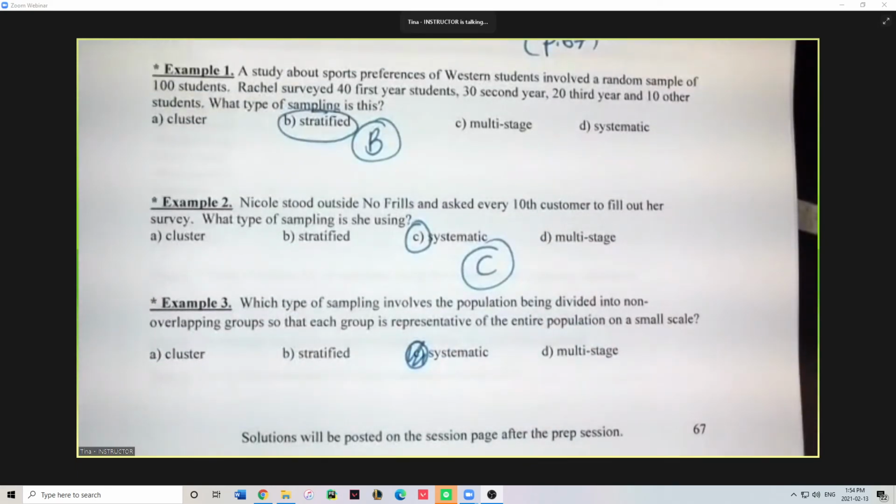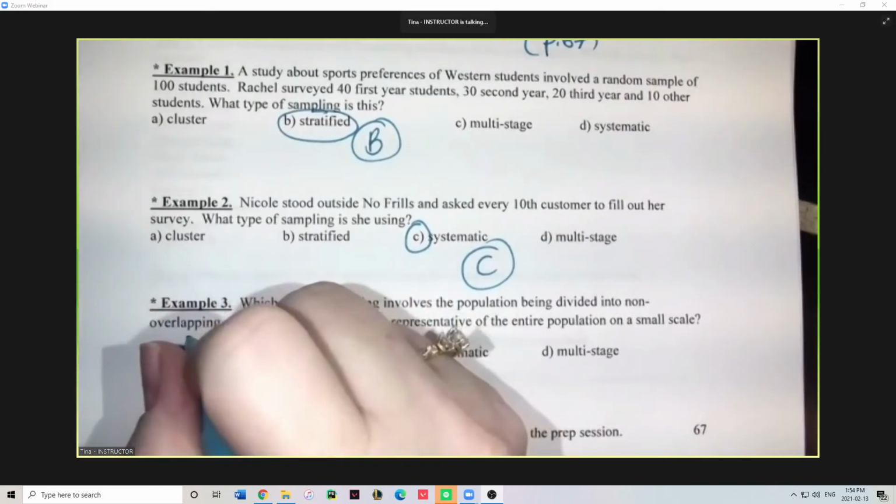What type of sampling involves the population divided into non-overlapping groups so that each group is represented in the entire population? So each group is representative of the entire population. That's cluster.